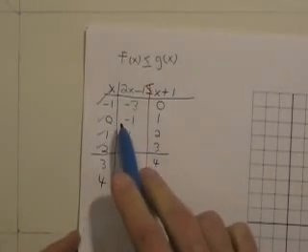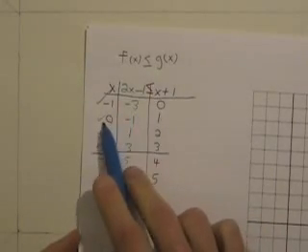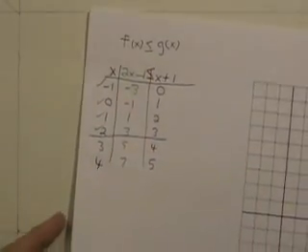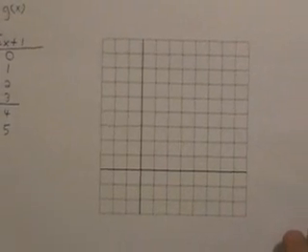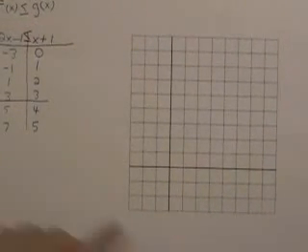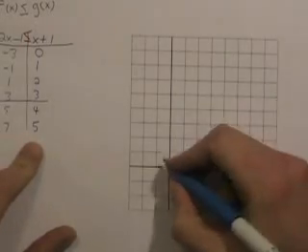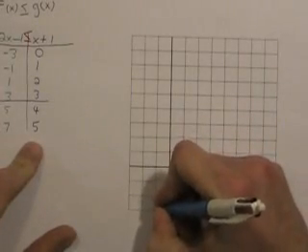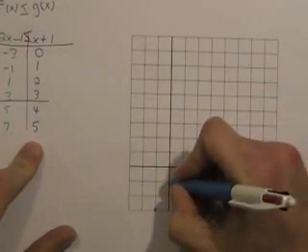But the first point will be minus 1, minus 3, and then 0, minus 1, then 1, 1, etc. So let me just plot those out over here. Let me see if you can still see some of it. The first one, minus 1, minus 3, so that's down here. And then it was 0, minus 1.